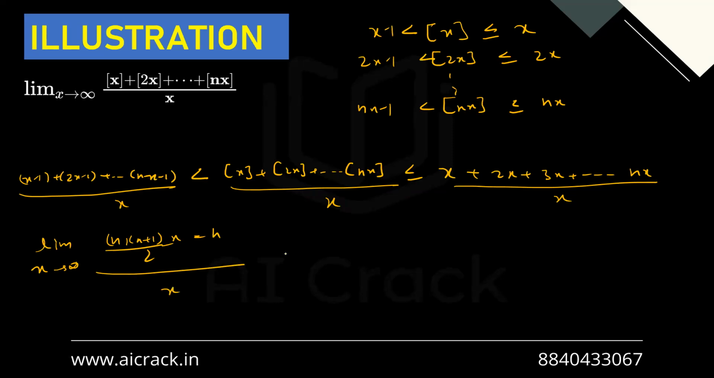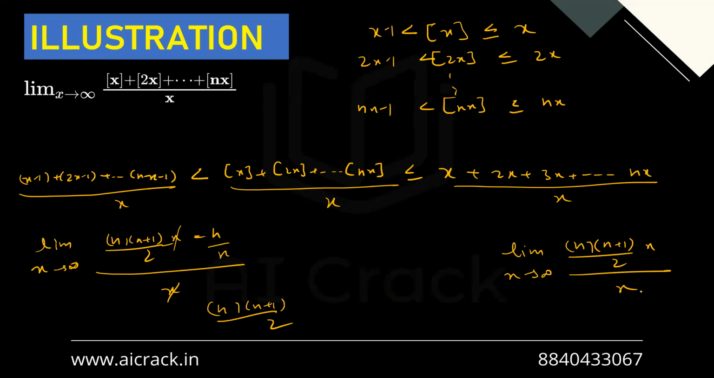And for this it would become the limit as x approaches infinity of n into n plus 1 by 2 times x, whole divided by x. Now we can clearly see that if n is finite, in that case this cancels out, this becomes x, this becomes basically 0 over here, and we have got the limit as n plus 1 by 2. Similarly over here, this x gets cancelled out, and we get the limit as n plus 1 by 2.